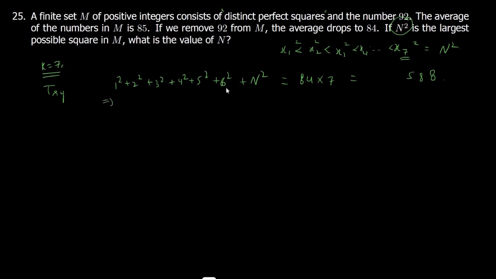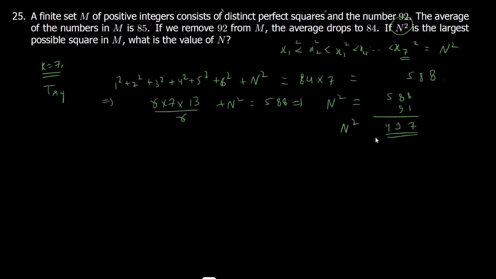588. And the sum of squares of the first 6 natural numbers is 6 into 7 into 13, whole divided by 6, plus n square is equal to 588. So my n square will be equal to 588 minus 91, which is 497. Sadly, it will never be a perfect square, but let's just get an estimate of where it is lying. So clearly this combination is not possible, but we can say one thing: n square will be less than this, because there is no other combination which will give me smaller numbers. So n square cannot be larger than this number.